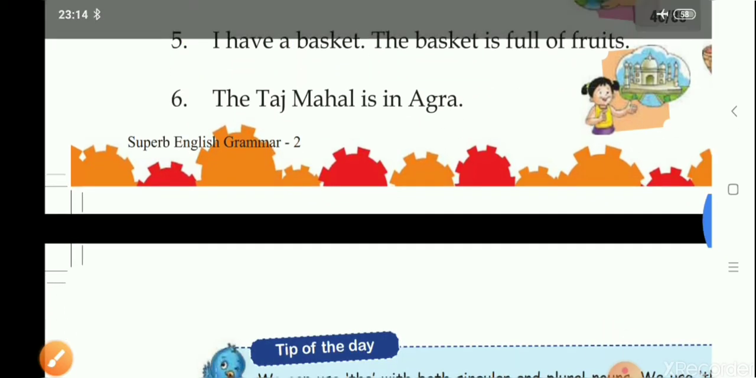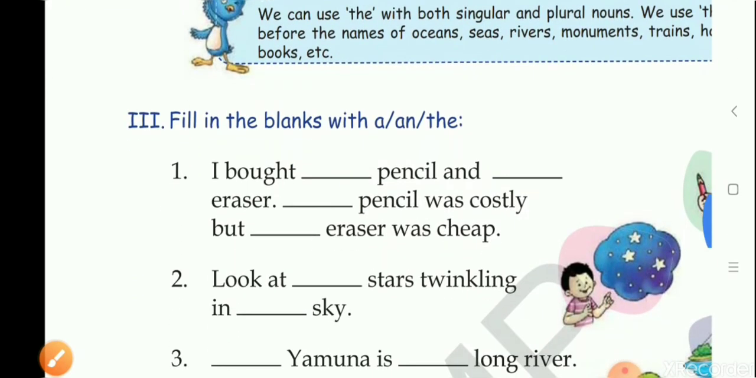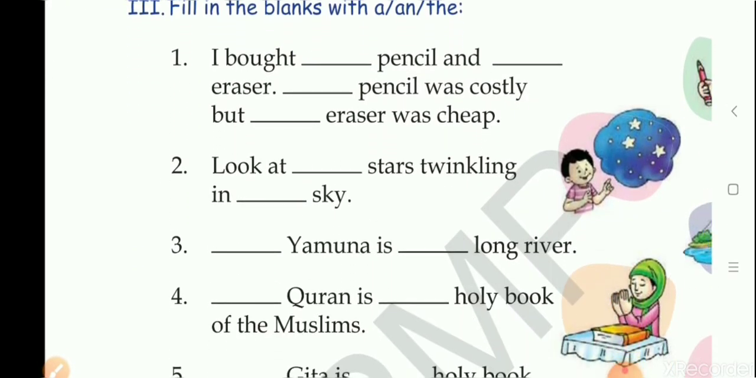Number six, the Taj Mahal is in Agra. Now, the Taj Mahal is a proper noun and it's a unique thing. It's one of a kind and it's a famous monument. So we are using the Taj Mahal. The Taj Mahal is in Agra. This is clear. Now, children, we have one exercise.